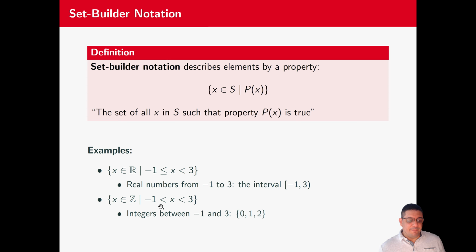The set changes depending on where the elements are coming from. Notice that in the real numbers, this represents the whole interval from -1 to 3. But if I change the initial set where these elements are coming from, here we have the x that belong to the integers, between -1 and 3. This means that I'm going to take all the integers between -1 and 3. And those integers are just going to be 0, 1, and 2. Notice that I don't include -1 and 3 because they're not included by the property.